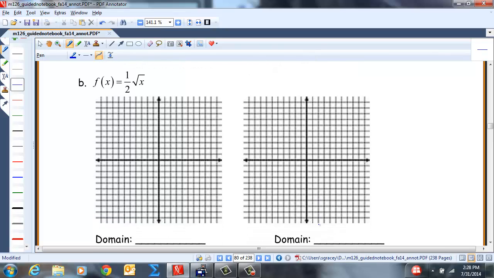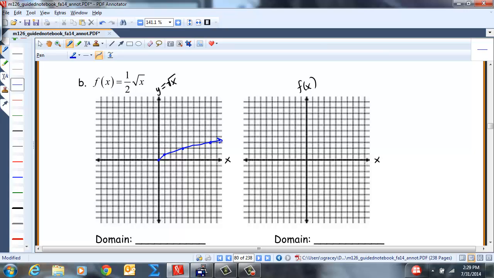Okay, so now let's look at this guy. So again, our library function is going to be y equal to root x. And then this will be our final graph. So we just did this guy. Get the points in. So we have an ordered pair at 0, 0.